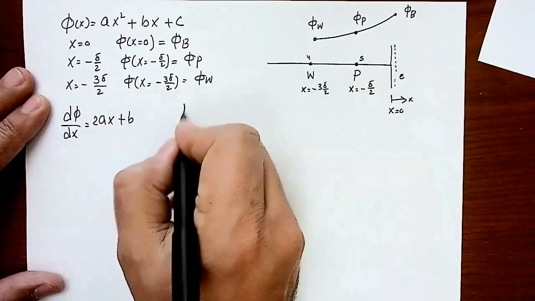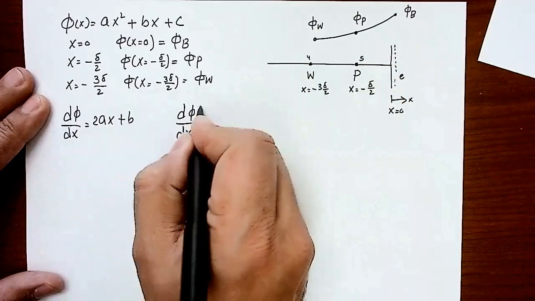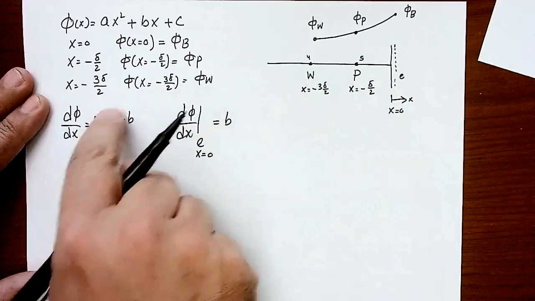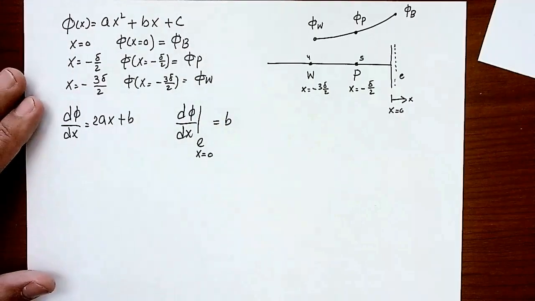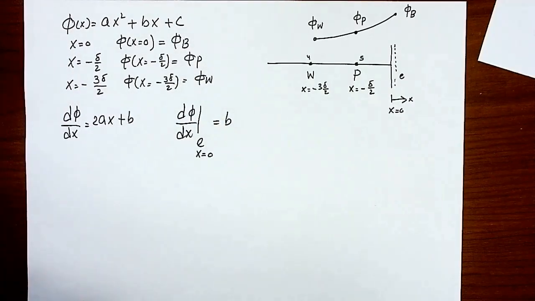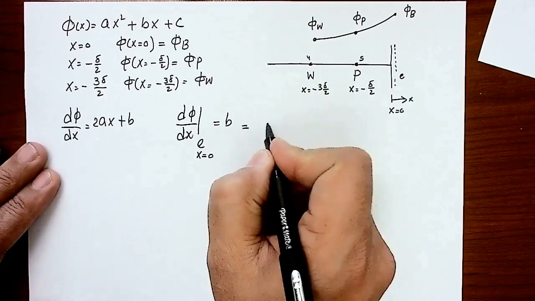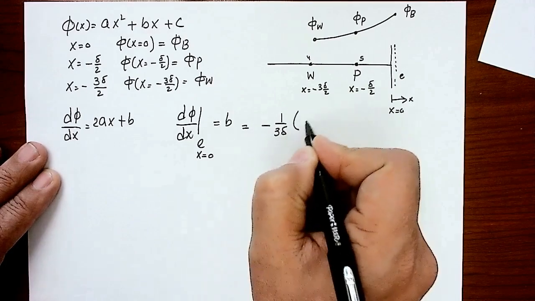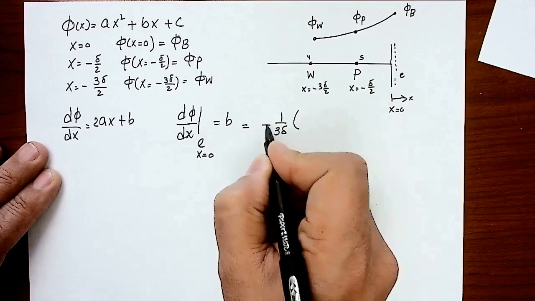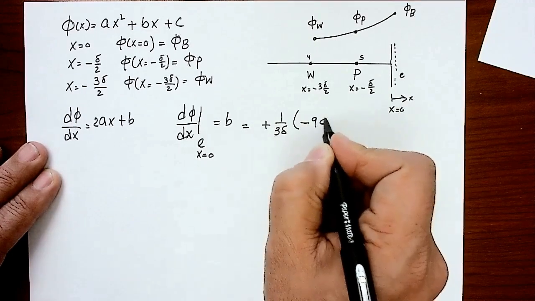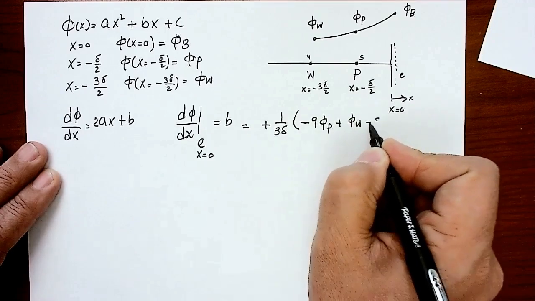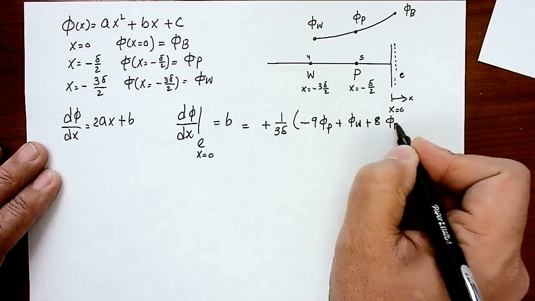Now I want to get the derivative d phi by dx on the east face, which means at x equal to 0, which is going to be b. So all I need to do is to find the value of b. I got the value of b to be minus 1 over 3 delta multiplied by, no, that's actually plus, minus 9 phi p plus phi west minus 8 plus 8 phi of the face b.